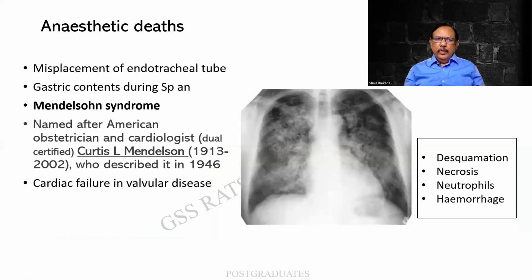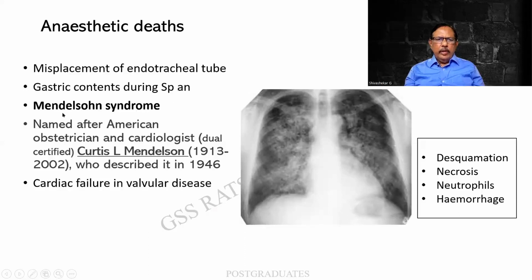Anesthetic deaths. There is something like a shadow or a ghost, and sometimes we search for it and will not be able to find it. It can be because of a misplaced endotracheal tube. Gastric contents, there is an aspiration. And during a spinal anesthesia, it is possible.